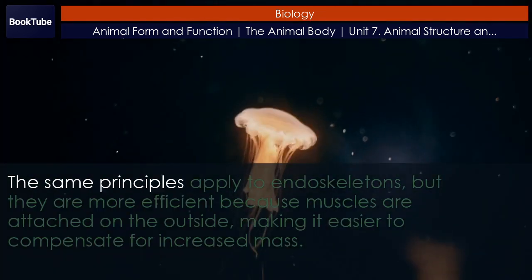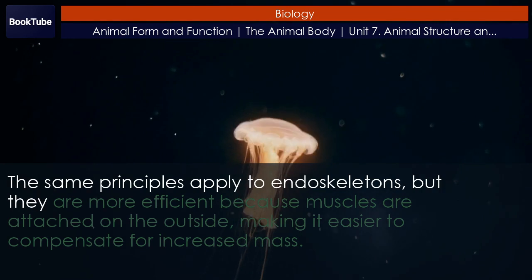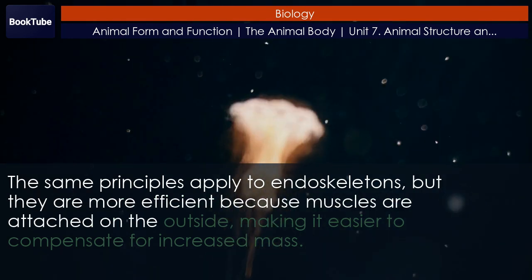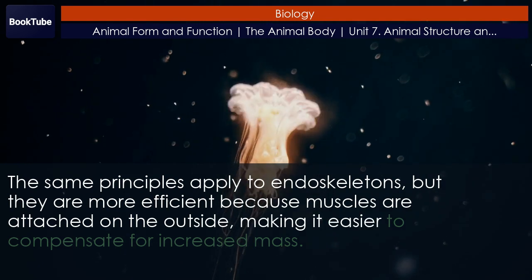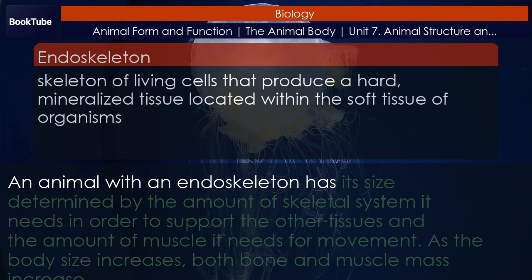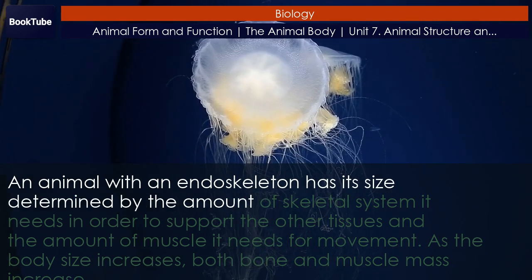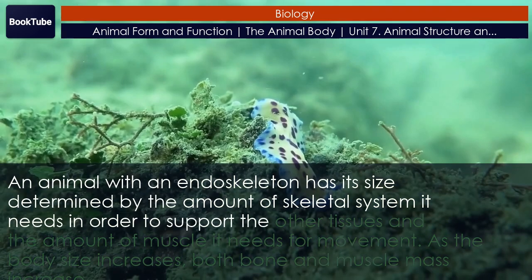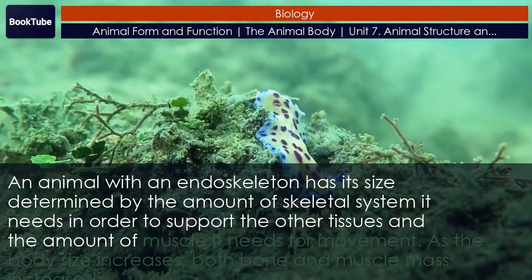The same principles apply to endoskeletons, but they are more efficient because muscles are attached on the outside, making it easier to compensate for increased mass. An animal with an endoskeleton has its size determined by the amount of skeletal system it needs in order to support the other tissues and the amount of muscle it needs for movement.